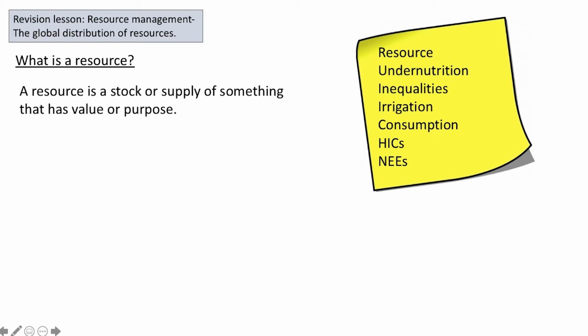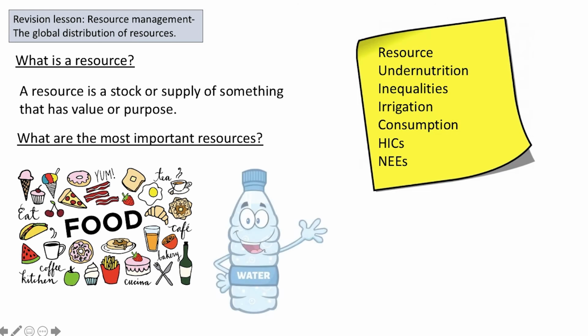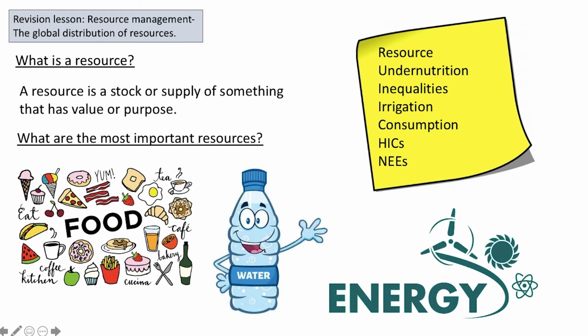There are lots of different types of resources, but possibly the most important ones for us are the following: food, water and energy. Up on the top right we've got some keywords that might come up during this revision session. The first one is resource, undernutrition, inequalities, irrigation, consumption, HICs and NEEs. So we've already looked at the fact that a resource is a stock or supply of something that has a value or a purpose, such as food, water or energy.